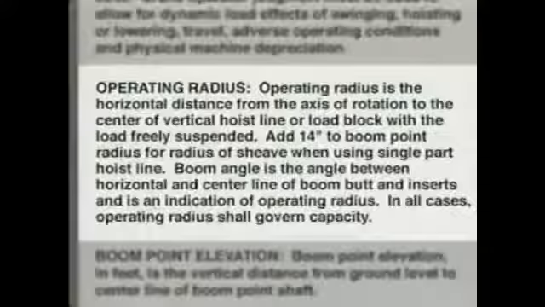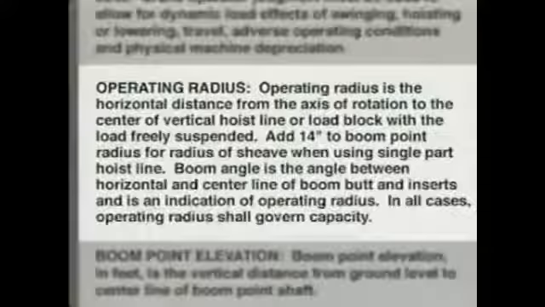Another measurement extends from the center of the crane's rotation to the center of the whip line or auxiliary hoist line. It's the whip line operating radius. A third measurement extends from the center of the crane's rotation to the center of the jib line. This is the jib line operating radius. The operating radius section of the chart also includes information about the crane's boom angle.